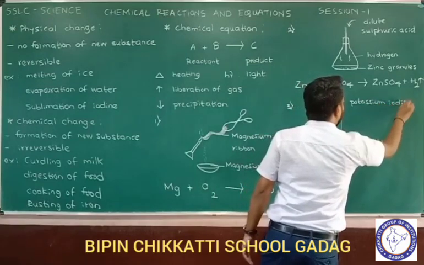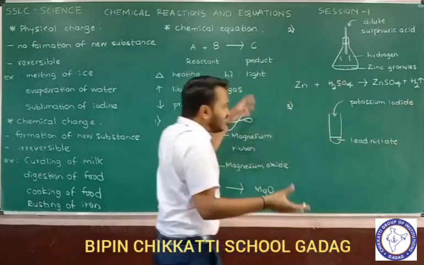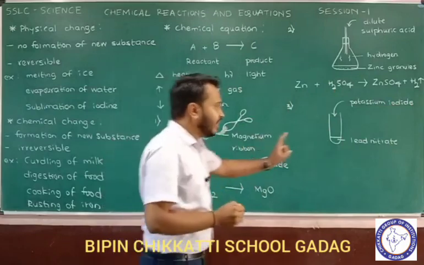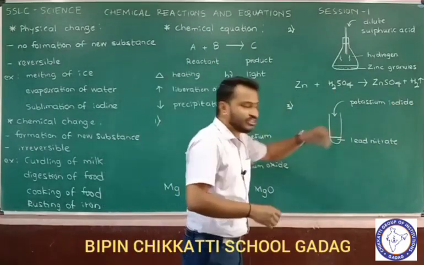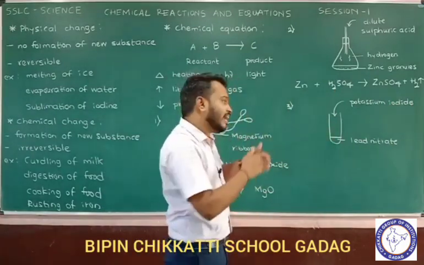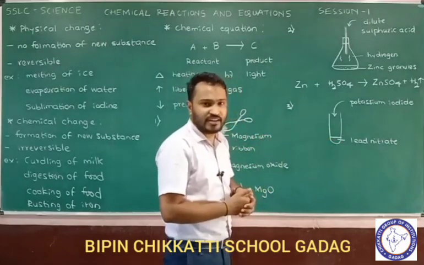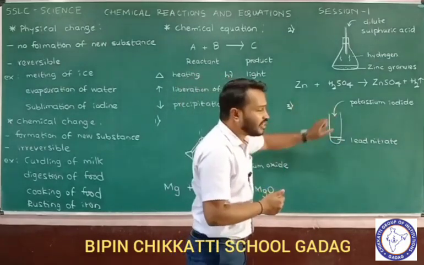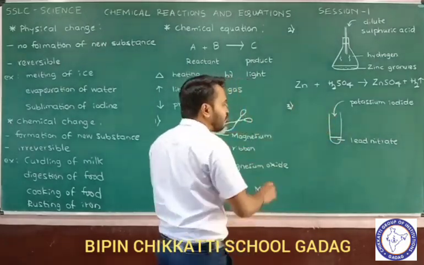Potassium iodide I am going to pour. So when there is a reaction of these two, there is a formation of a new substance inside the test tube, and it has a characteristic property. Okay, so that is also a chemical change. We'll see how we can write it in the form of a reaction.